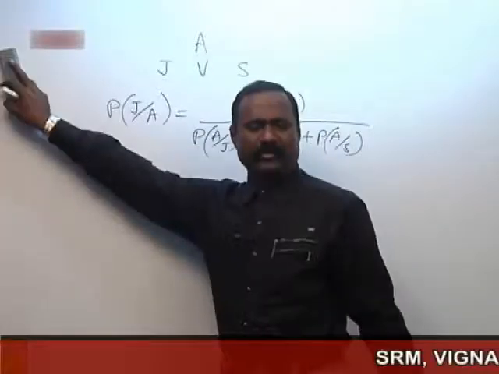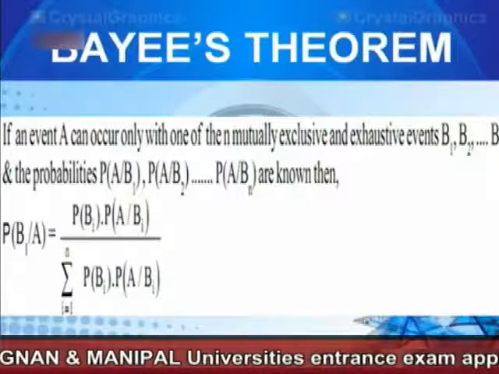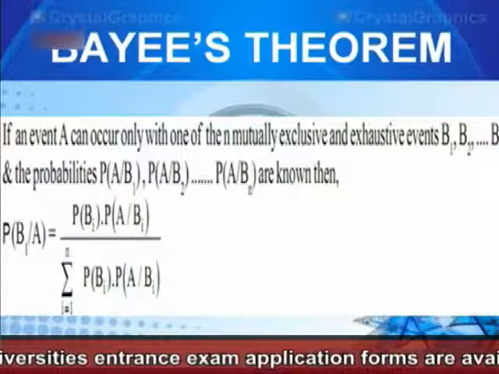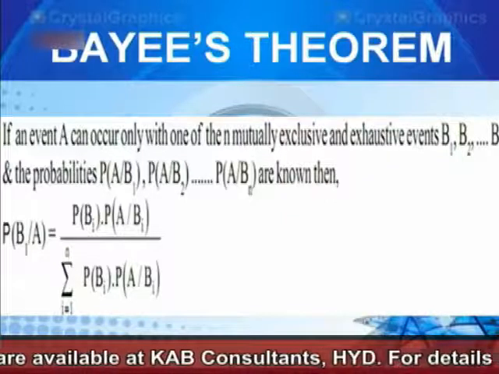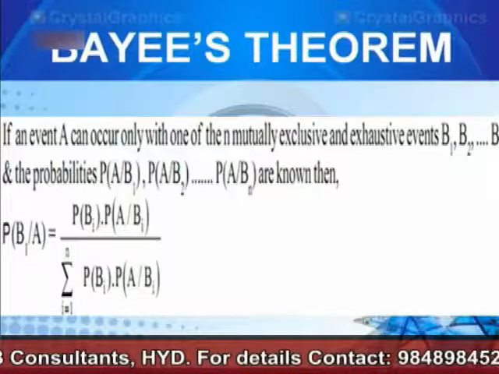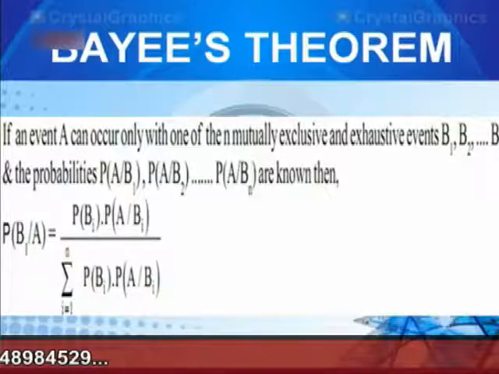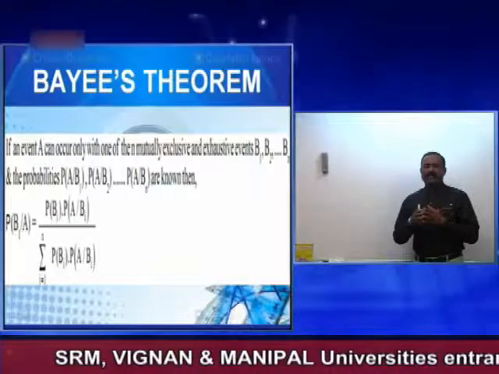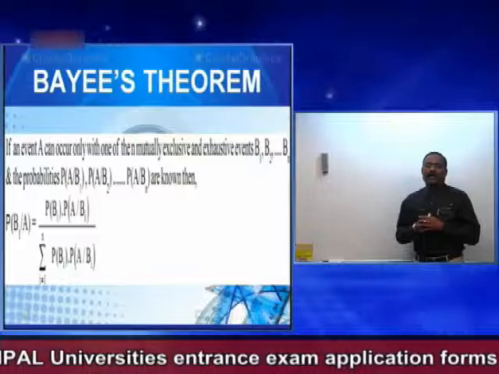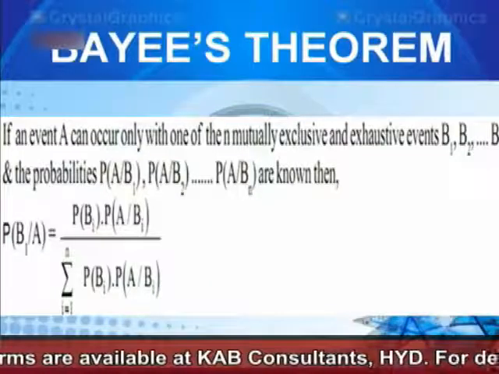Now, if you go through the definition which is on the slide, you can see that. That is the Bayes theorem. If an event A can occur only with one of the n mutually exclusive and exhaustive events, what does it mean by mutually exclusive and exhaustive events? Nothing is common to them. Their intersection is always phi. That means all the events B1, B2, B3, and so on, Bn are mutually exclusive and exhaustive events.